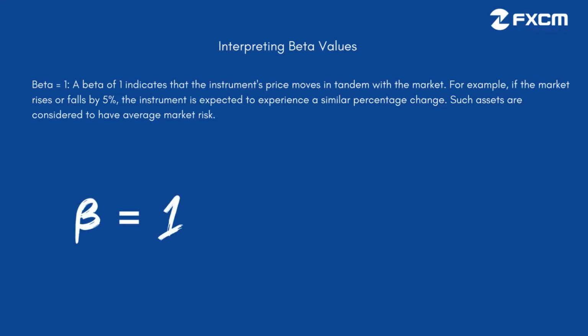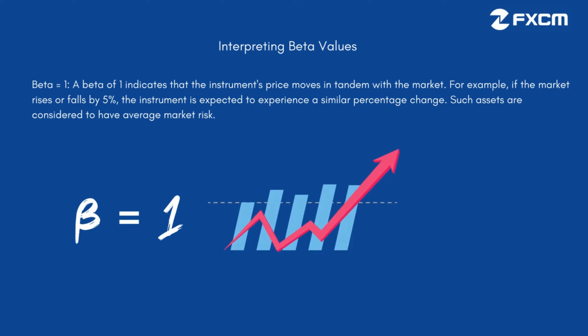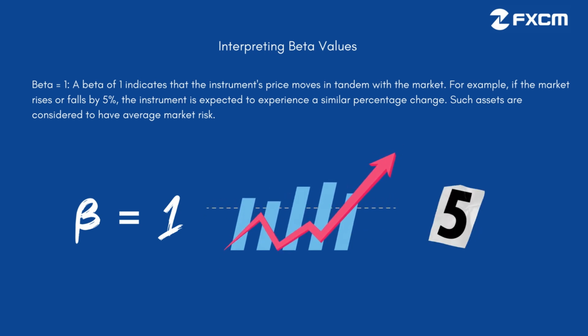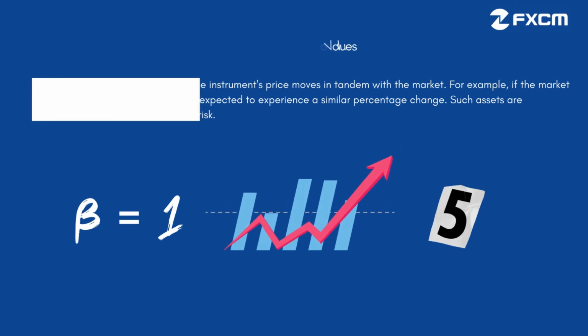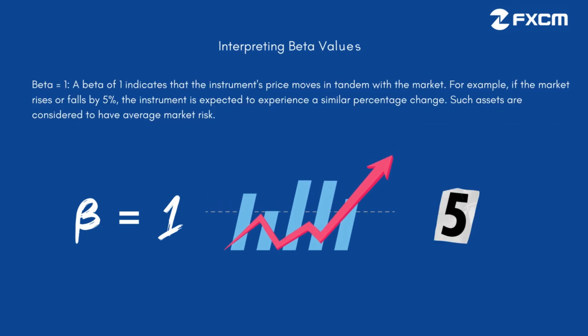Beta equals 1. A beta of 1 indicates that the instrument's price moves in tandem with the market. For example, if the market rises or falls by 5%, the instrument is expected to experience a similar percentage change. Such assets are considered to have average market risk.